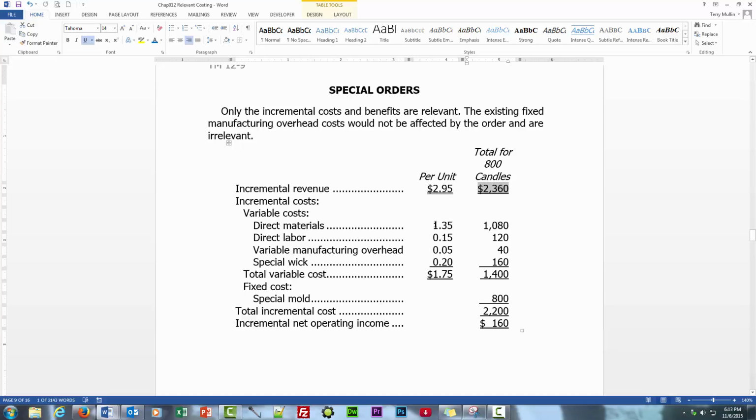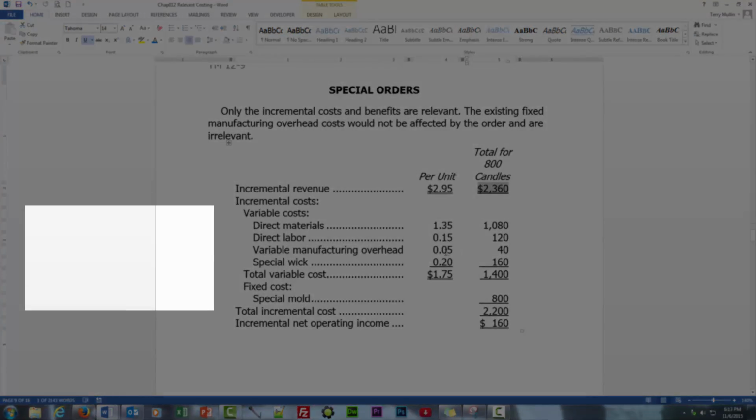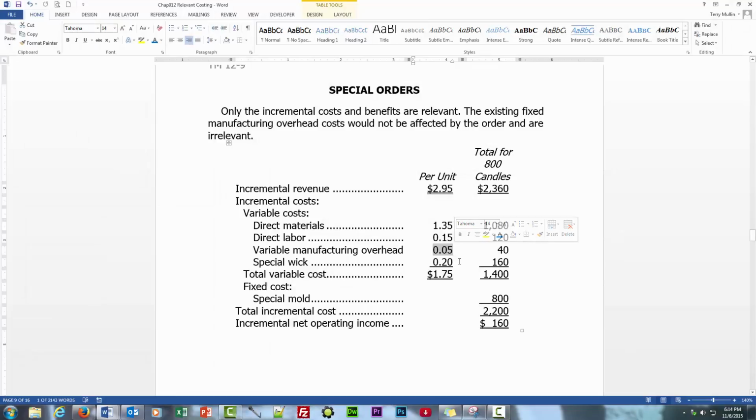The direct materials for the candle, $1.35 times 800, is $1,080. 15 cents times 800 is $120. Then only a nickel is relevant for decision making, because the other 75 cents in fixed expenses are going to happen whether we make the candle or not. And then the special wick will add 20 cents.